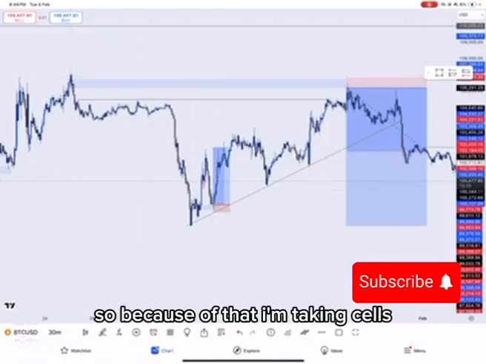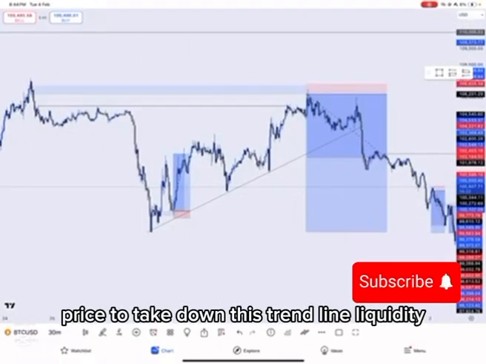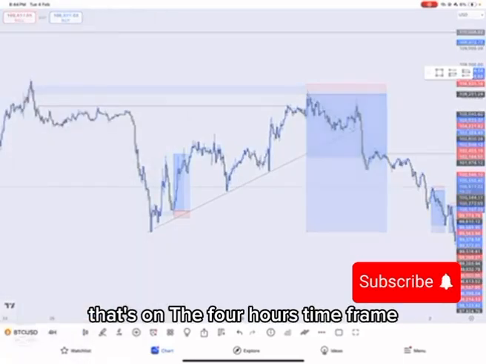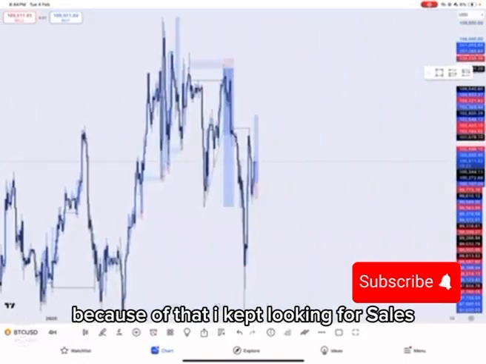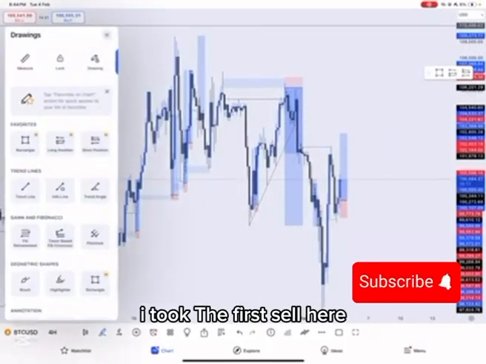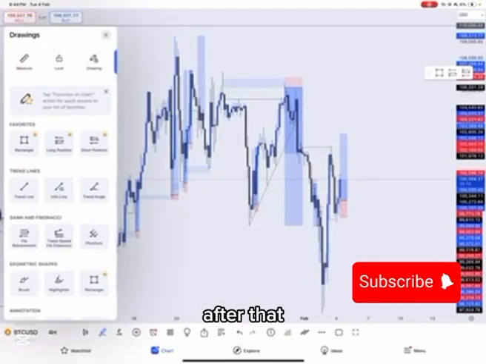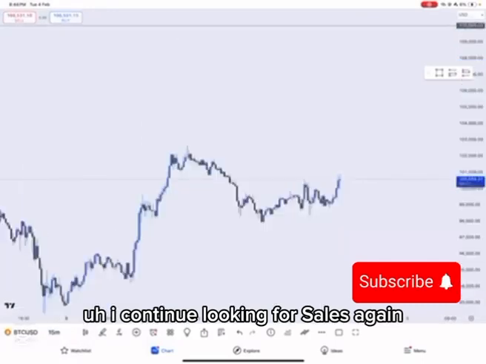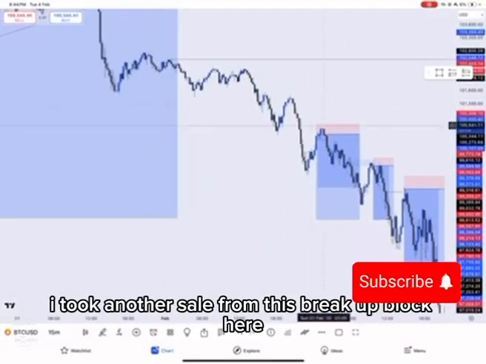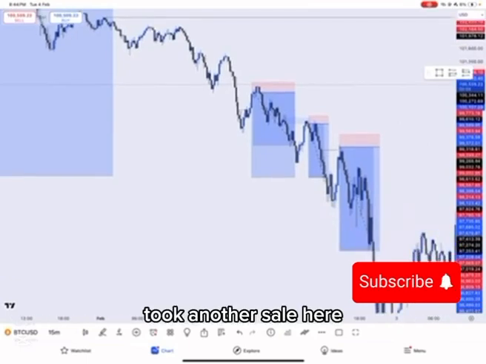So because of that, I'm taking sales, and I expect price to take out this trend line liquidity. Because I'm expecting price to take out this trend line liquidity, that's on the 4 hours time frame, because of that, I kept looking for sales. So this is trend line liquidity on 4 hours time frame. I took the first sell here. After that, I continued looking for sales again. I took another sell from this breaker block here, took another sell here, took another sell here.